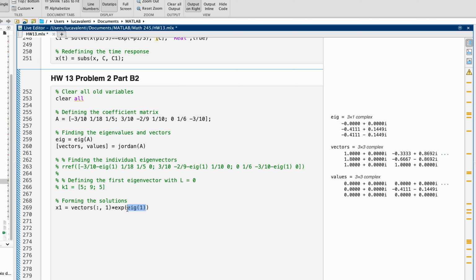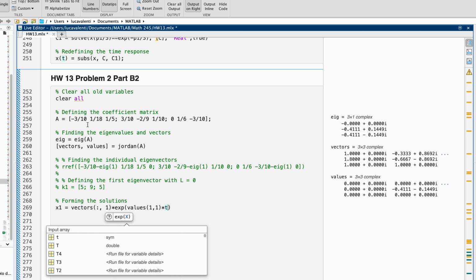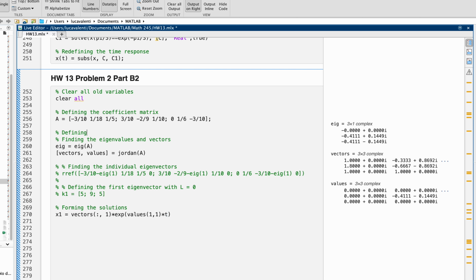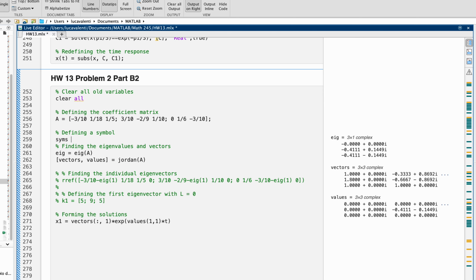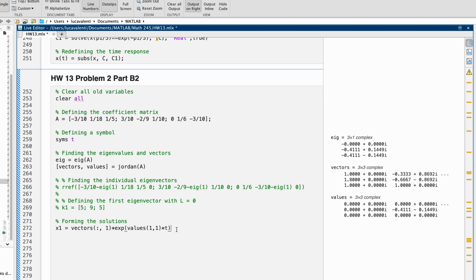Or I could use values here, because we can just use the Jordan. So values, and what is the exponent here? Well, this is 1, 1, 1 comma 1, and then it is times t. So we need to define a symbol, and we define t right here. And this is our first solution.